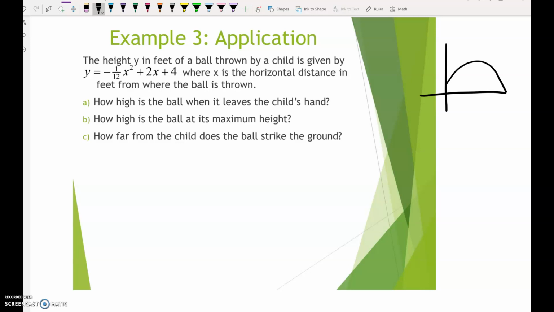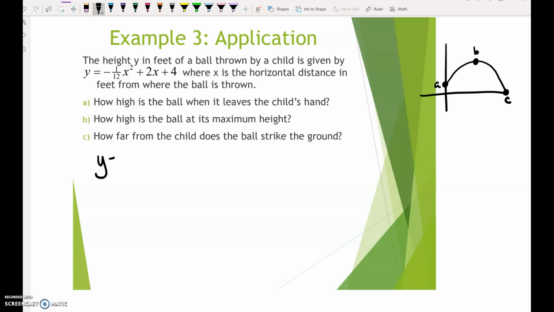How high is the ball when it leaves the child's hand? That would be this point right here, so I'm going to label that part A. How high is the ball at its maximum height? That's going to be part B. How far from the child does the ball strike the ground? That's going to be part C. So we need to know something about each part of this.